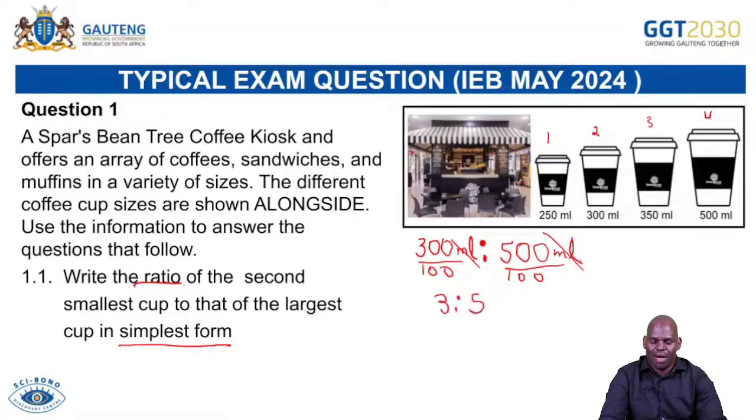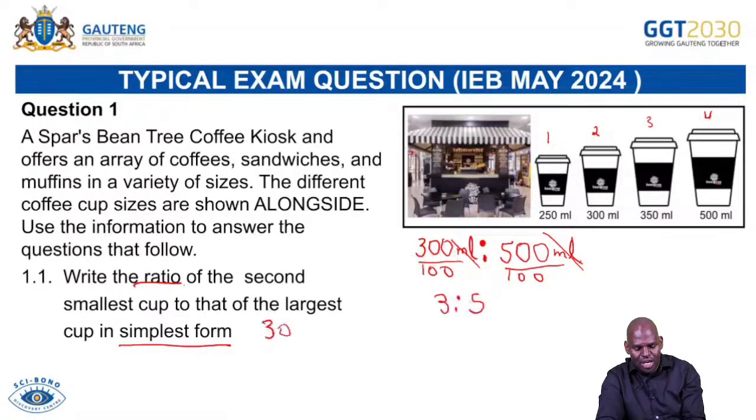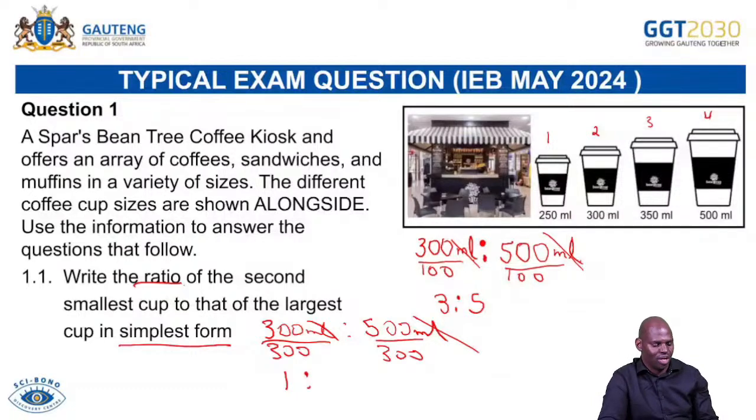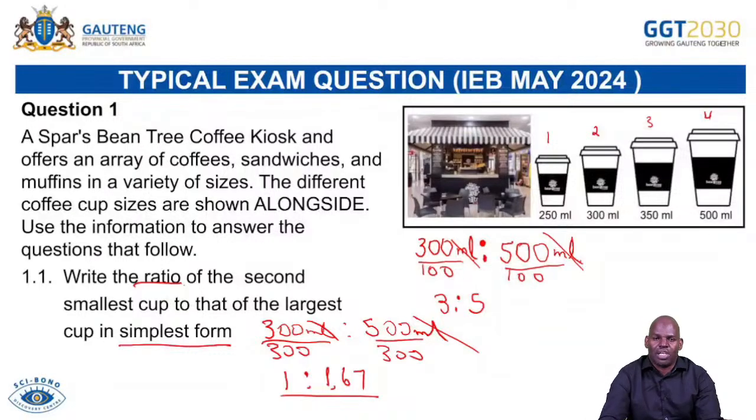The answer is 3:5. But some might say, why don't I divide it by 300? You can also do that. If you say this is 300 milliliters is to 500 milliliters, then we divide by 300. Milliliter and milliliter will cancel out, 300 divided by 300 is 1, and this one will be 1:1,67. If I take 500 and divide it by 300, I get about 1,67. Okay, that is the simplest form as well.